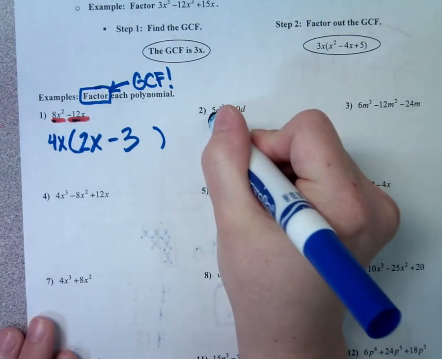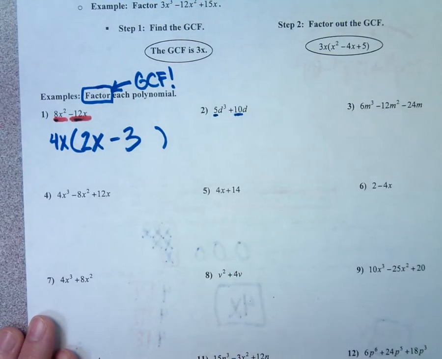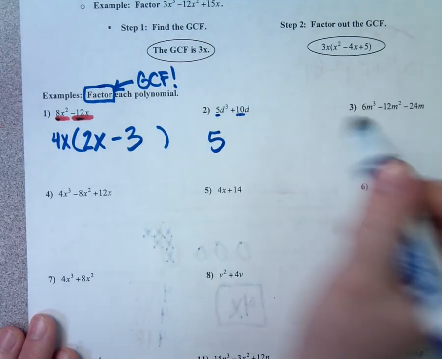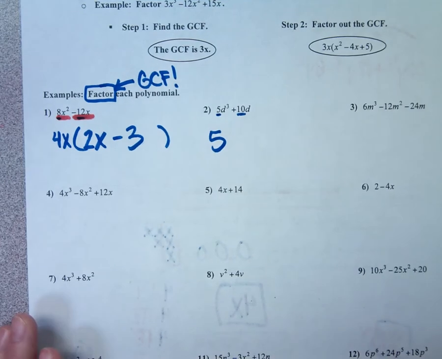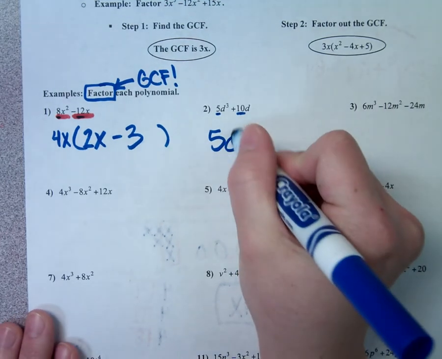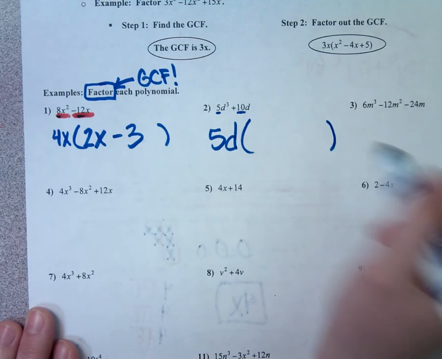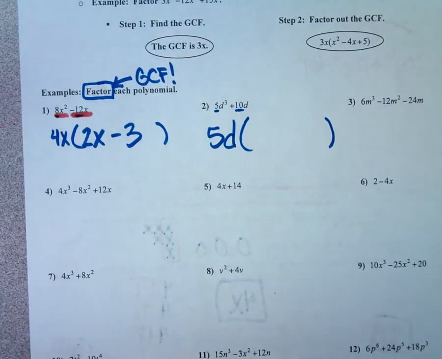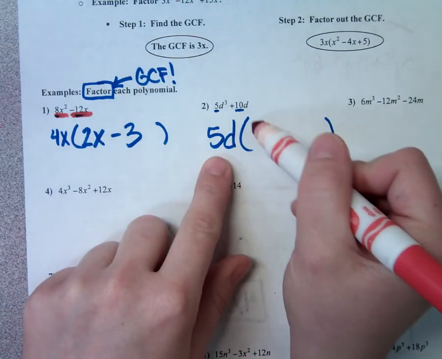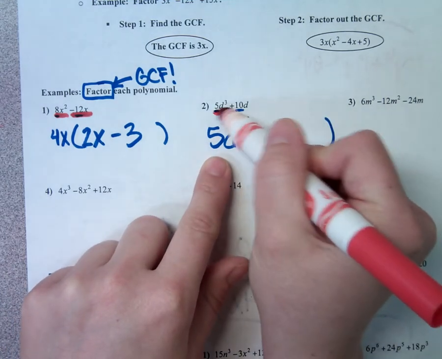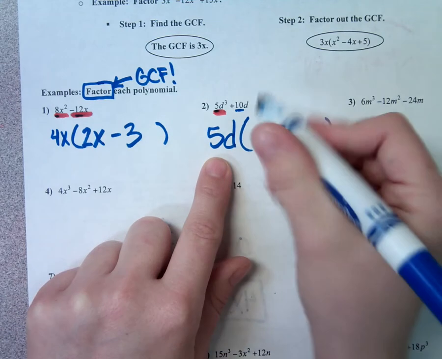Number 2. What's the greatest thing that divides into 5 and 10? 5. What's the greatest number of D's they both have in common? They both have 1 D. So once you find your GCF, you slap down parentheses back behind it. Michael, stop talking. 5D times what makes 5D cubed? D squared.